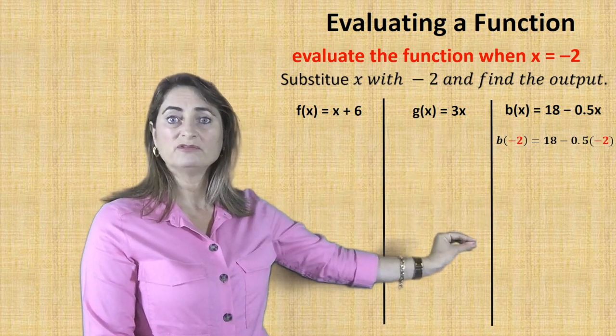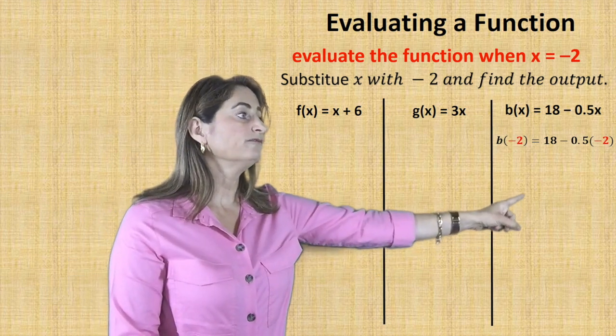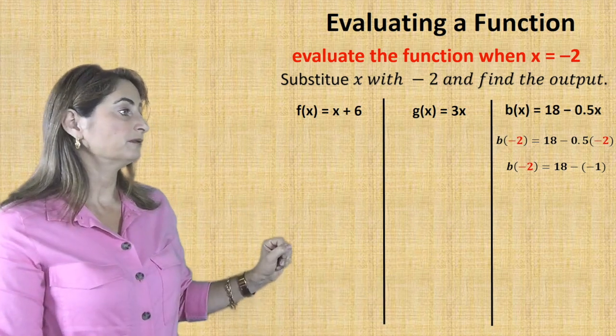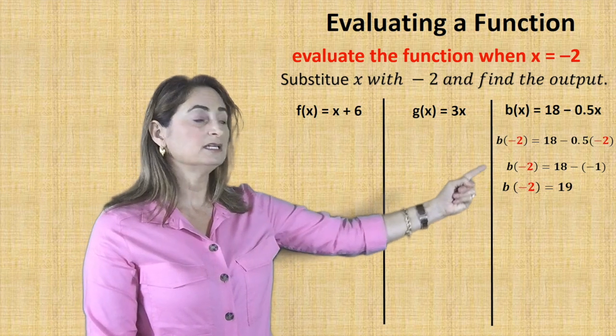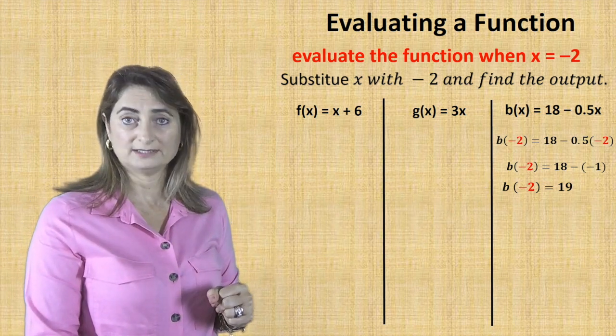This is just the name of the output when the input is -2, which equals 18. 0.5 times -2 is -1. Keep it in parentheses and bring the minus down. So b of -2 equals 19, because subtracting a negative is adding. 18 plus 1 is 19.